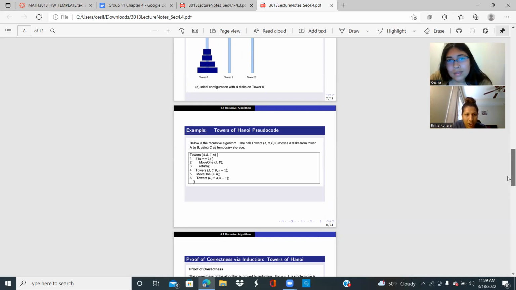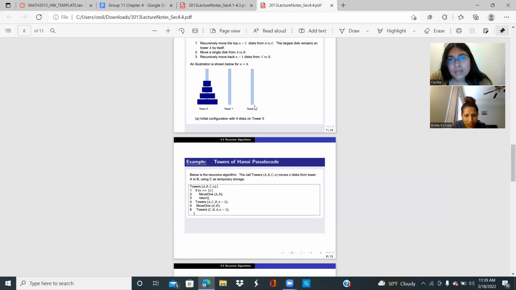A, B, tower 0, tower 1, tower 2. I think yes, we can say A, B, and C, right? Then towers A, B, C, then if n equals 1, move 1 from A to B, then towers A, B, C, n minus 1, move from A to B, towers C, B, A, n minus 1.